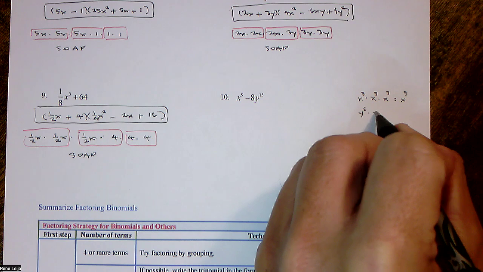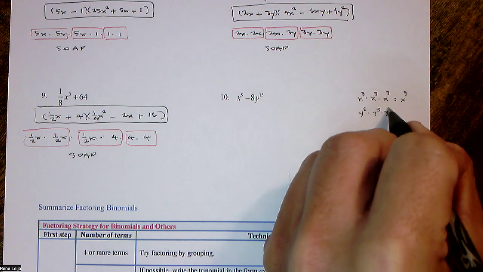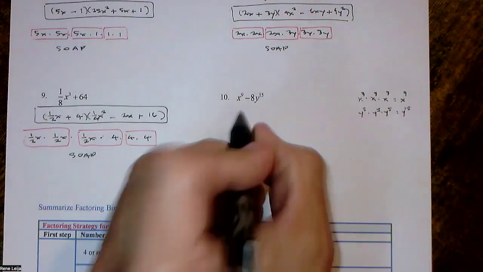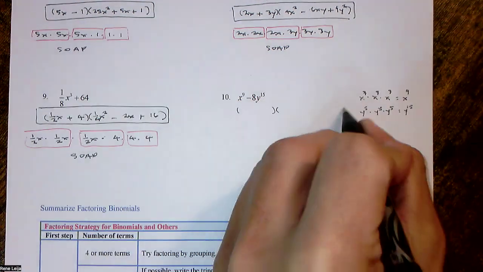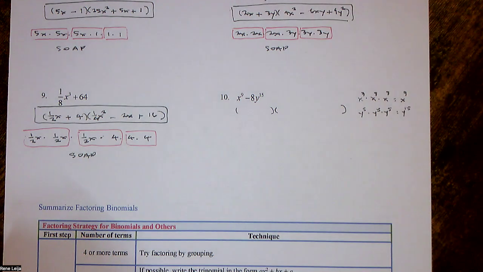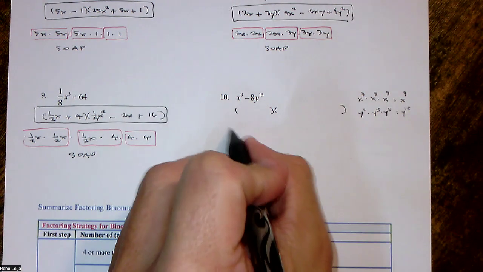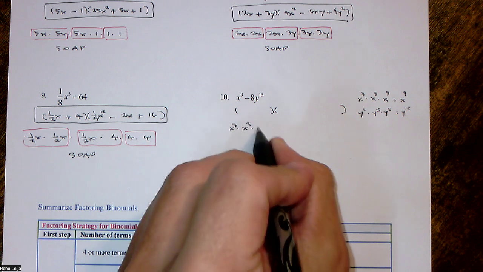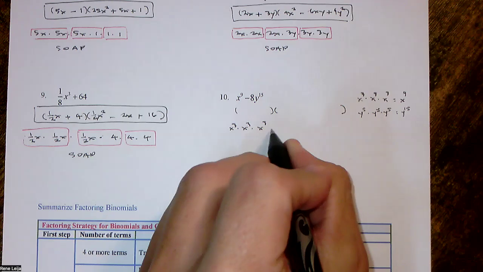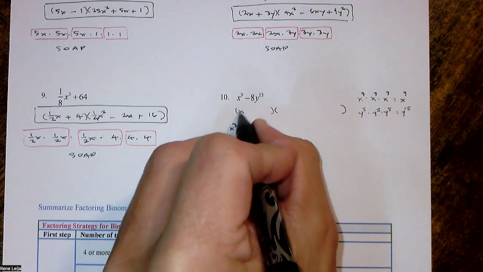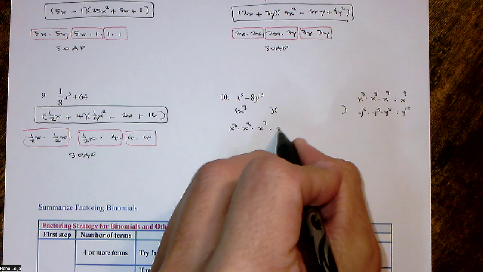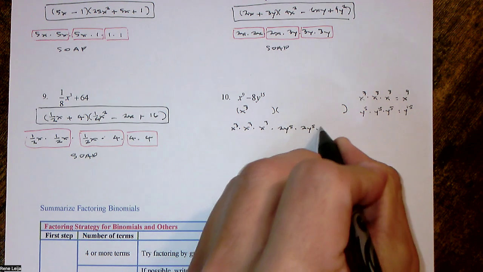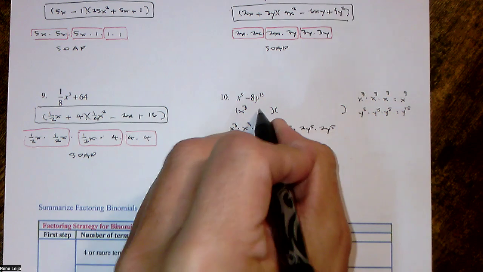So y to the 5th times y to the 5th times y to the 5th would give us y to the 15th. And I know 8 is a perfect cube. So there's your binomial and your trinomial. So we're going to have x cubed times x cubed times x cubed. So we have a set of x cubes. And then we have 2y to the 5th times 2y to the 5th times 2y to the 5th.